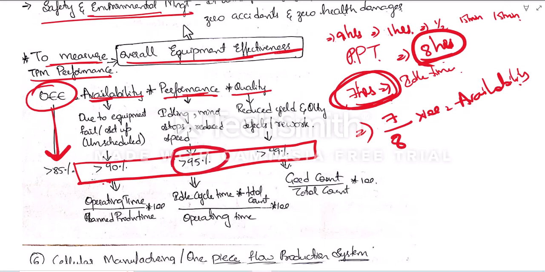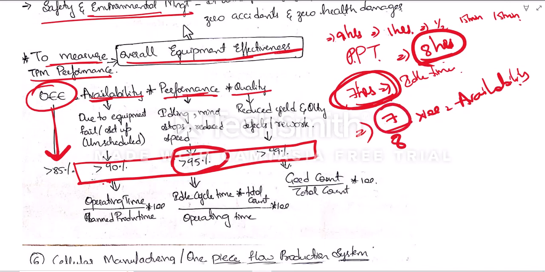So what affects the performance? Idle time, minor stops, reduced speed, all these affect the performance. Low speed means that it is performing very poorly, so we have to make some changes or replace the machinery. So how to calculate this ratio?